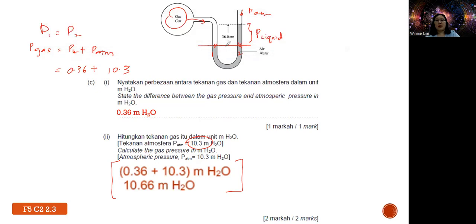Okay, next, how you actually can change the idea to become Pascal. Basically, you will use the liquid pressure formula, which is H rho G. And this H refers to the length in meter, and this rho refers to the density of the liquid. And G is standard 9.81.